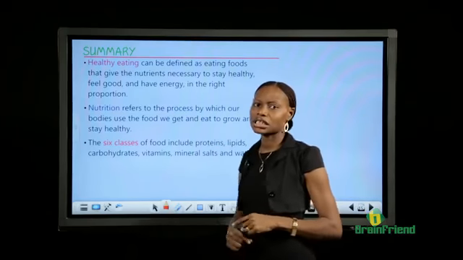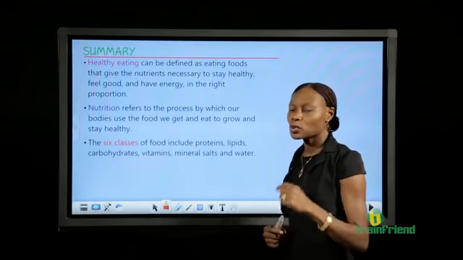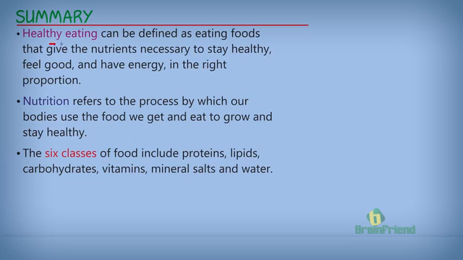We have come to the end of today's class. Let's do a recap of what we have learned. We learned that healthy eating can be defined as eating foods that are necessary to stay healthy, feel good, and have energy in the right proportion. We've also learned that nutrition simply is the process of which we take in food, eat it, and stay healthy. We learned about the 6 classes of food. What are they? Carbohydrates, proteins, fats and oil, which is also known as lipids, mineral salts, vitamins, and water.